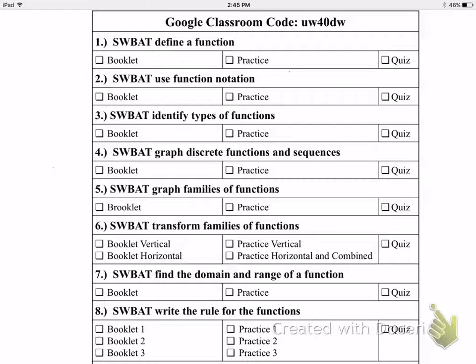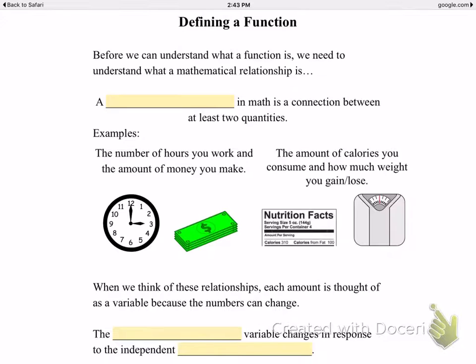All right, welcome class. This is the second unit of the year that we're going to study, and this unit is about functions. Functions are one of the most important concepts in algebra, so we're going to start small with just defining a function. Before we can better understand what a function is, we're going to look at what a relationship is. Now in math, a relationship is a connection between at least two quantities.